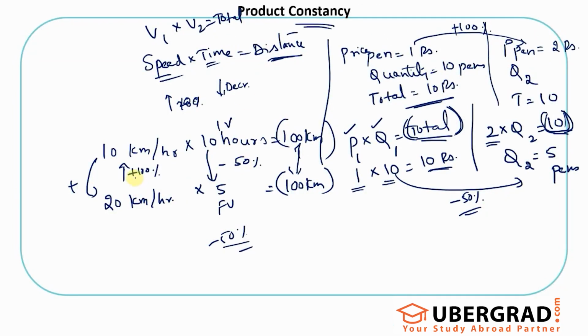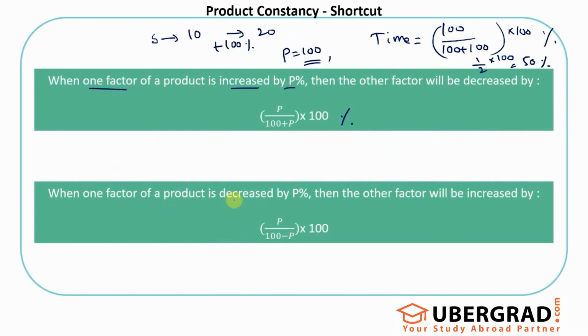So plus 100%, the other quantity is minus 50%, such that the distance is the same. Even in this case, price and quantity, I'm getting the same: plus 100%, minus 50%, to maintain the overall amount the same.